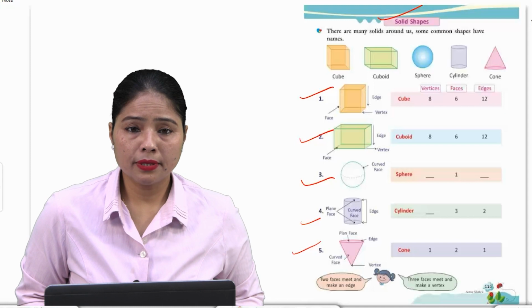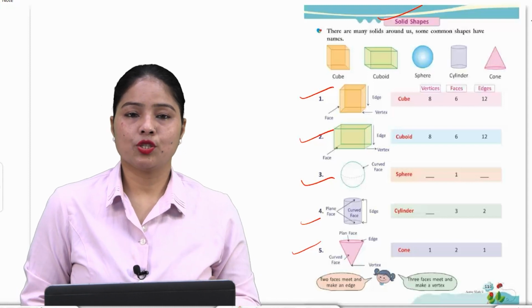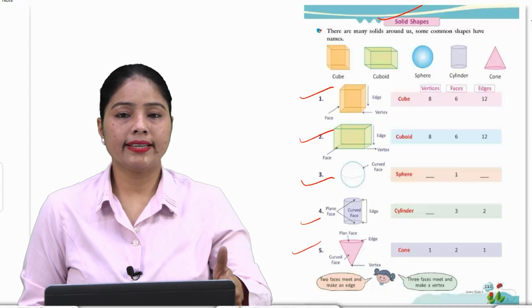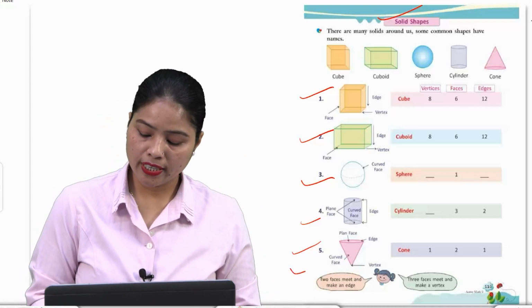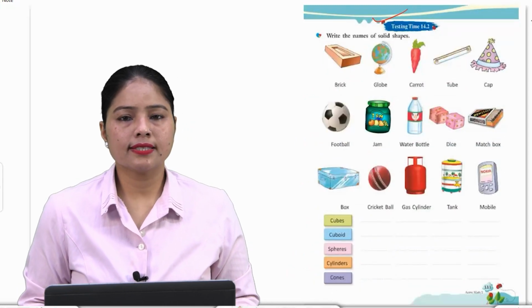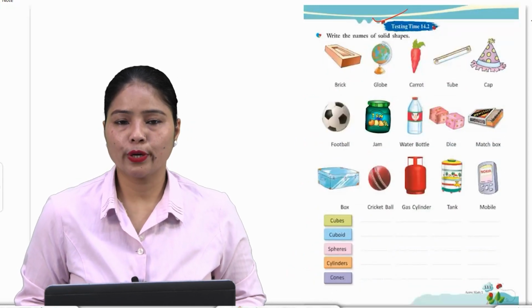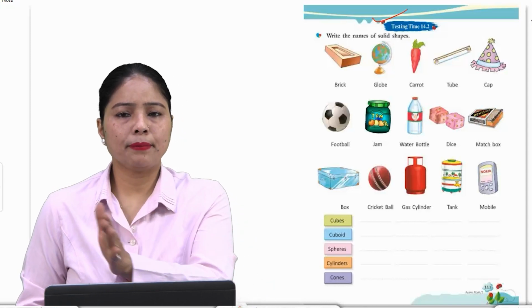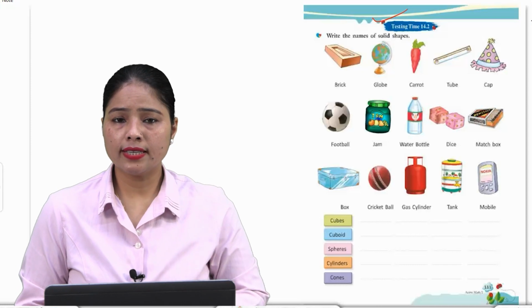2 faces meet and make an edge. Okay, remember this. 3 faces meet and make a vertex. So this is very important. Just do practice well, beta. So now move on next one, which is testing time 14.2. Write the names of the solid shapes. So these are the pics of some objects. So first one is brick.